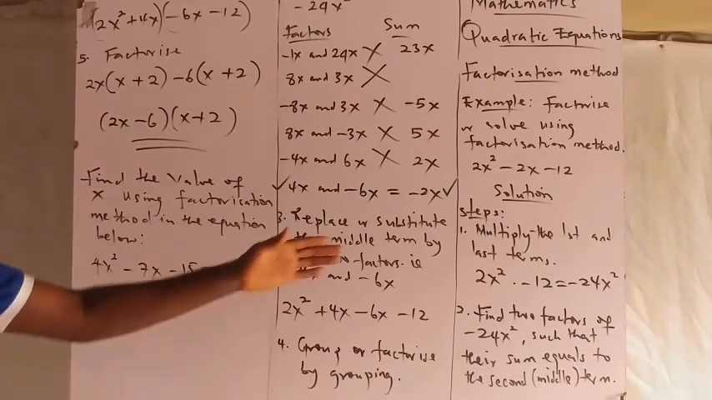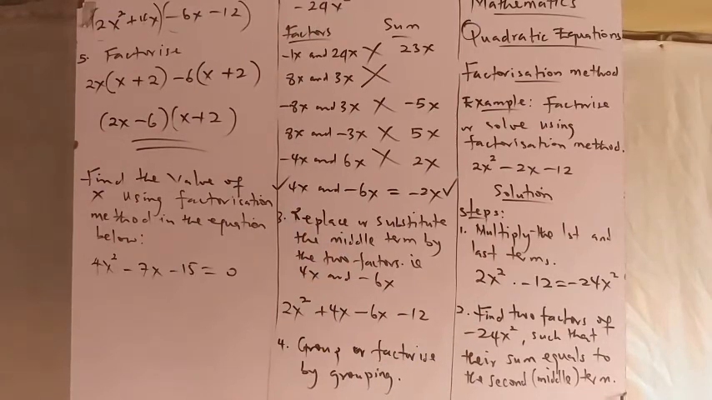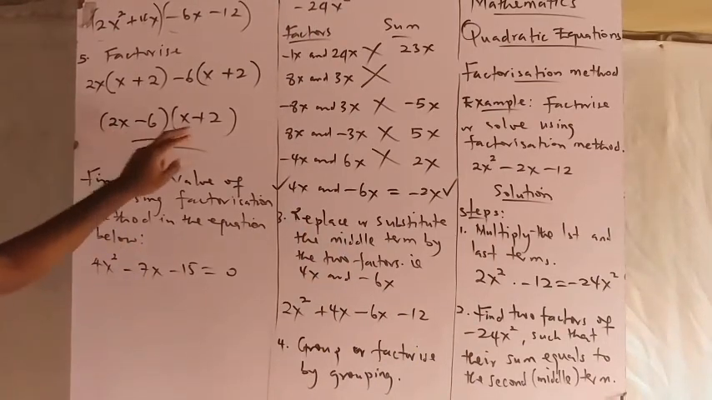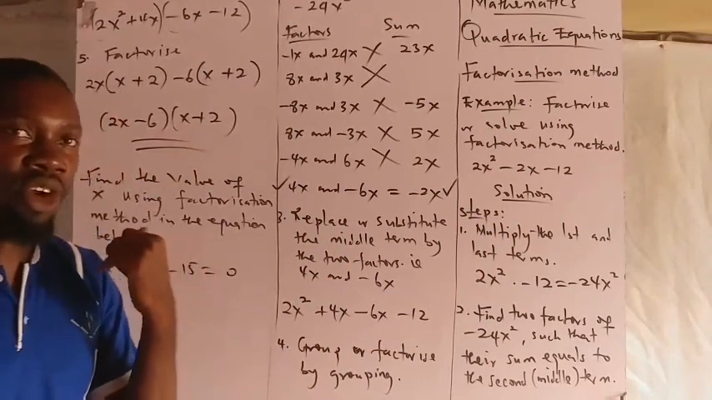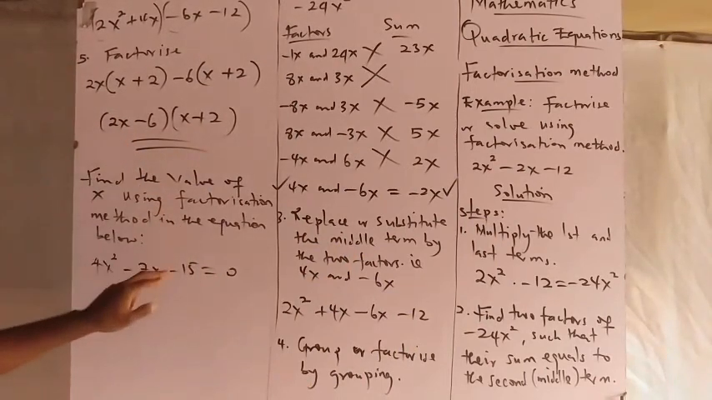Do not forget, follow the steps and get your correct answers. When you arrive at this point, apply the AB is equal to 0 principle. That will give you the exact values of x.